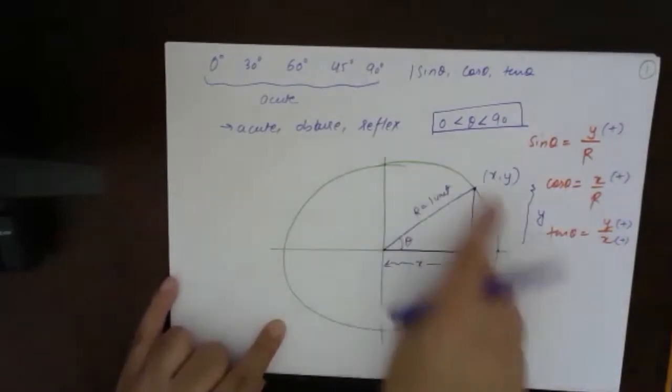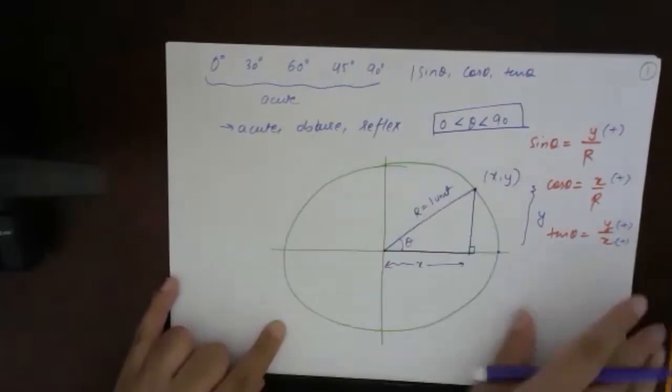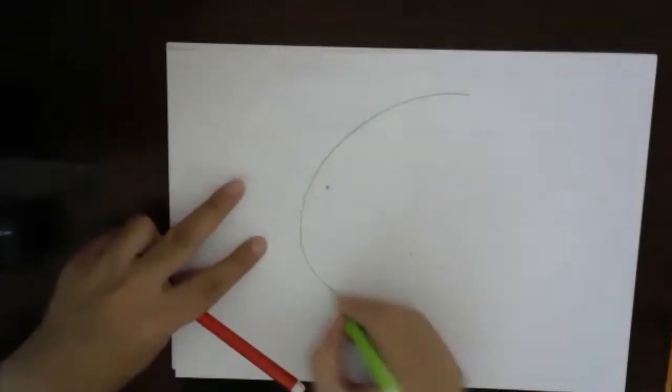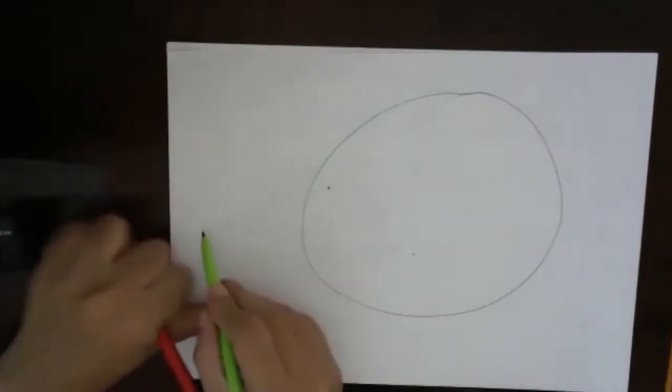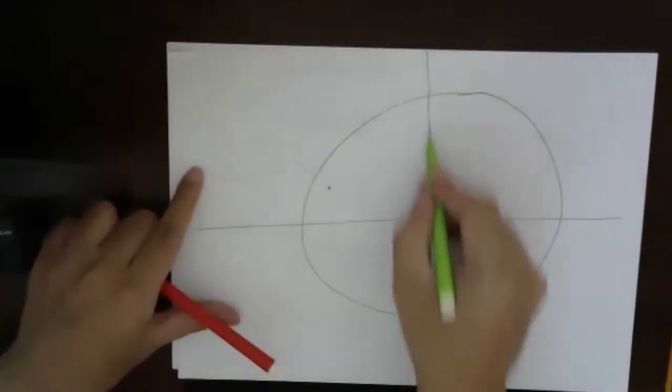Any point I take between this, I will take between this. Okay, so let's see the next. Again, if I draw a circle, this is the x-axis, this is the y-axis.